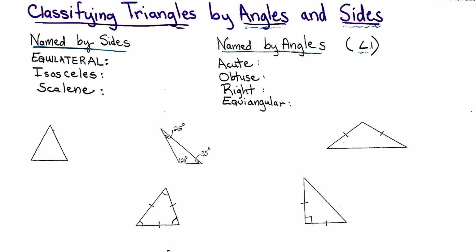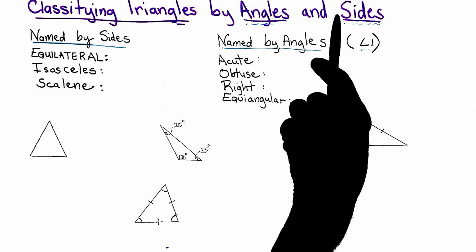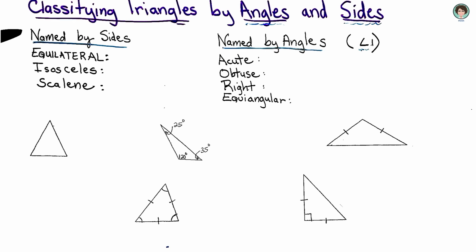For this lesson, we are going to be classifying triangles by their angles and their sides. Remember, every triangle has 3 sides and 3 angles, and those angles should add up to 180 degrees. All right, well, let's look at how we're going to name them by their sides.